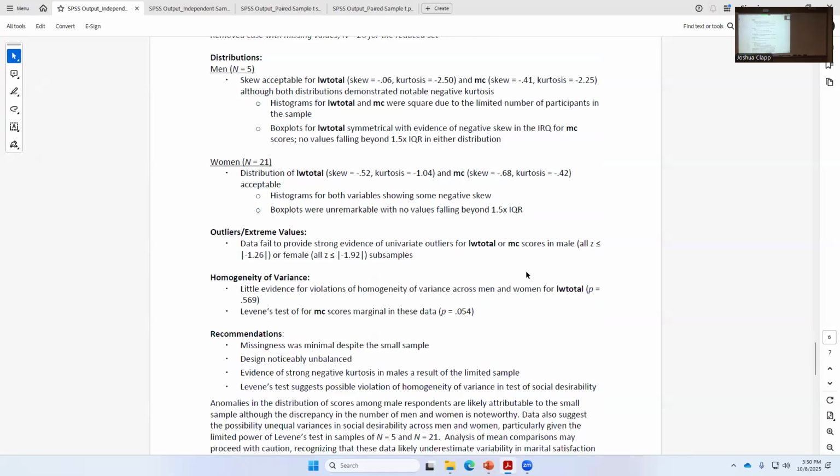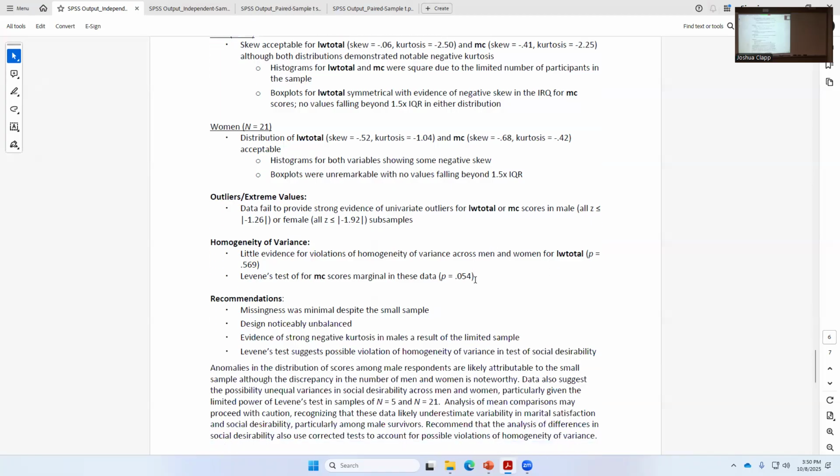All Z scores are less than an absolute value of 1.26 for men. Less than or equal to an absolute value of 1.29 for women. There's nothing to be concerned about there. Homogeneity of variance.